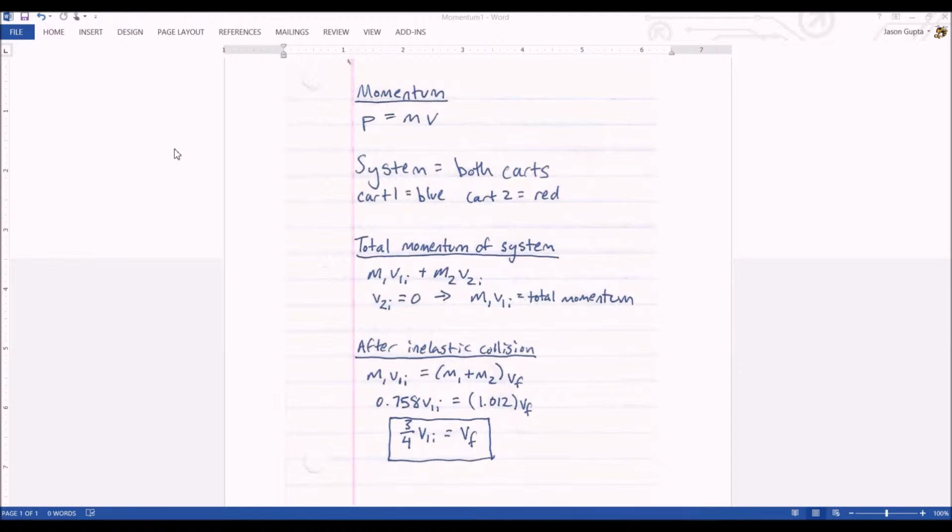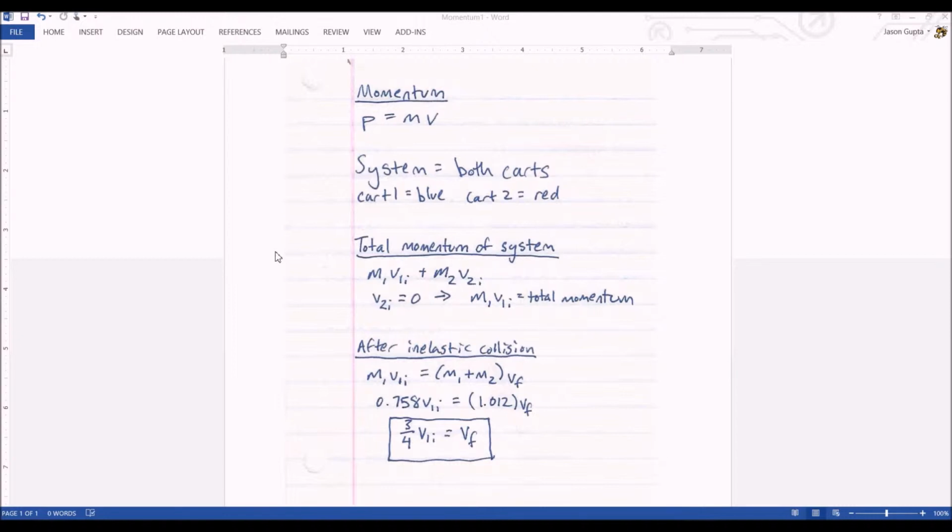Thus, m1v1 initial plus m2v2 initial represents the total momentum before the collision. Since the red cart starts at rest, m2v2 initial equals 0. After this inelastic collision, the masses combine and move together at the same speed. Thus, (m1 plus m2) times v final will be equal to our initial quantity, as momentum is conserved in inelastic collisions. We can plug in the masses to get 0.758 v1 initial equals 1.012 v final. Thus, the final velocity should equal about 3/4 of the initial velocity.